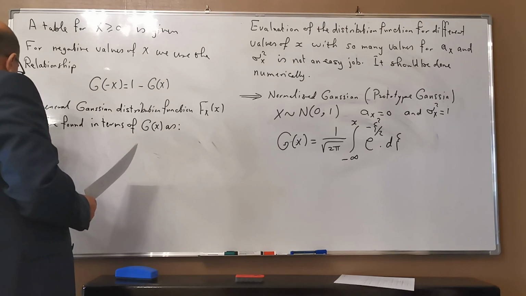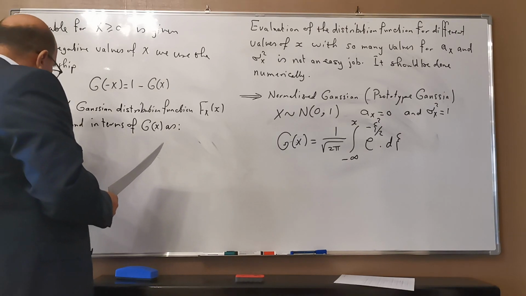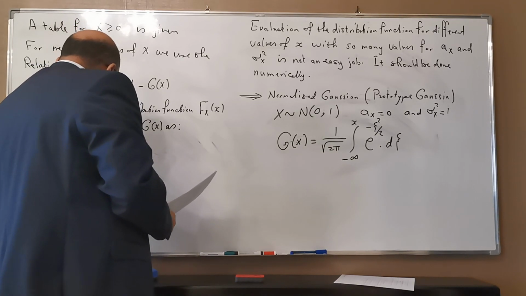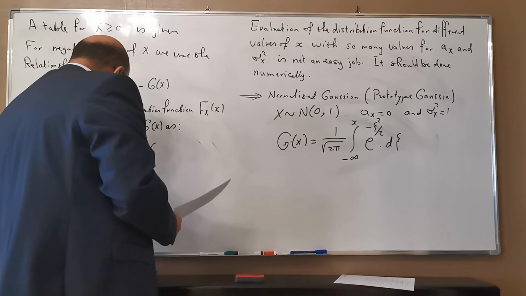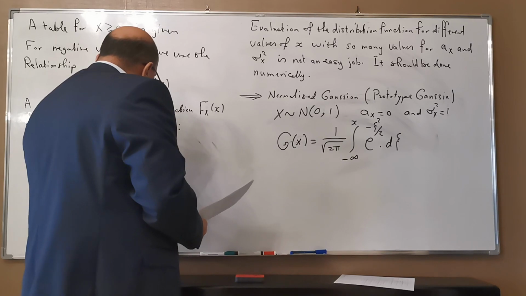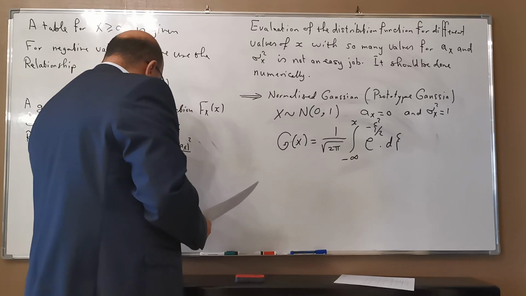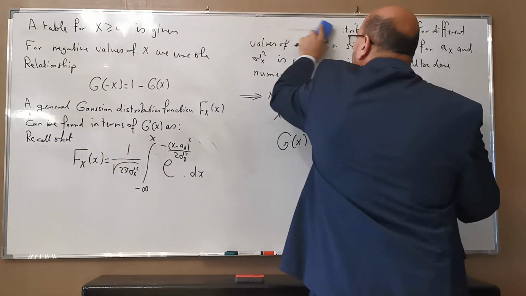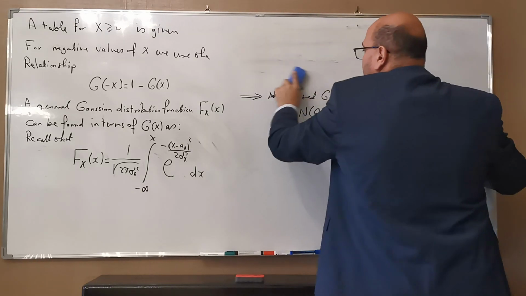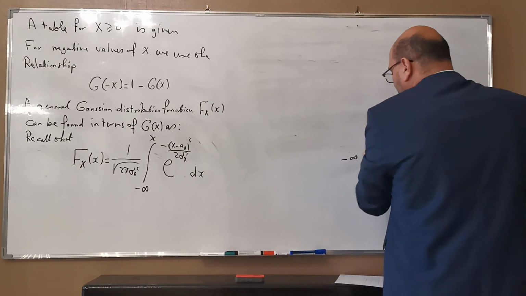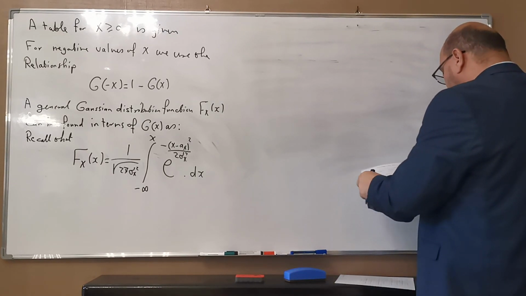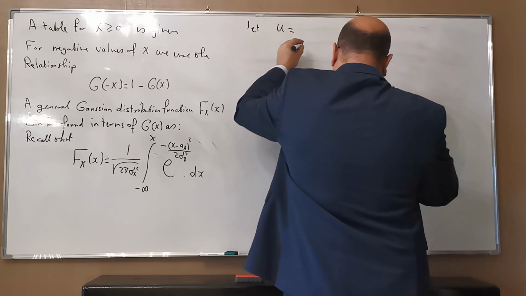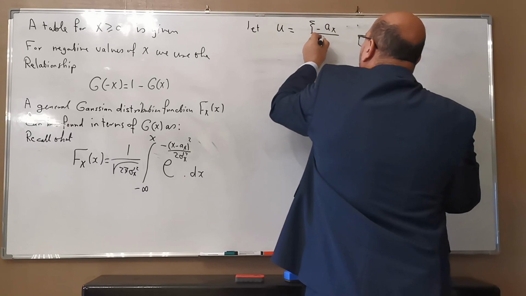So recall that fx of x for any x is equal to 1 over the square root of 2 pi sigma x squared, integration from minus infinity up to x, e to the minus z minus ax squared divided by 2 sigma x squared dz. Okay? Now, I'm going to do some kind of transformation of the variables, and what I will do here is let u equal z minus ax over sigma x.